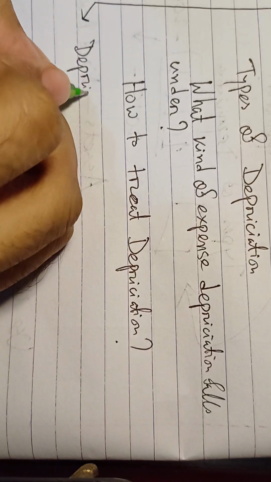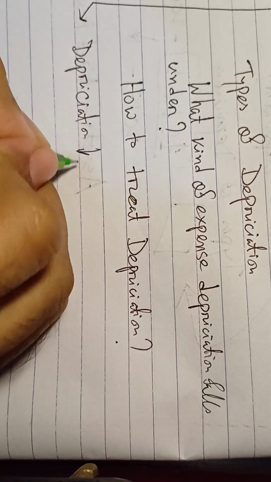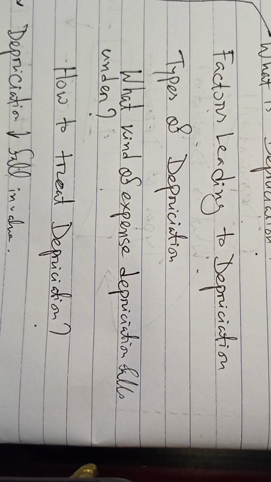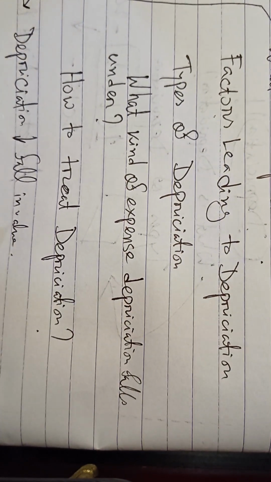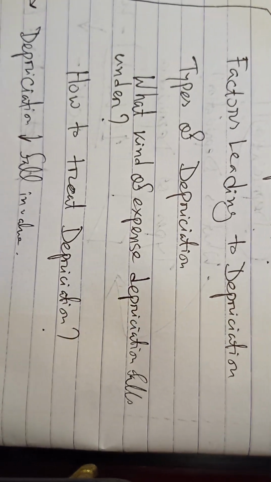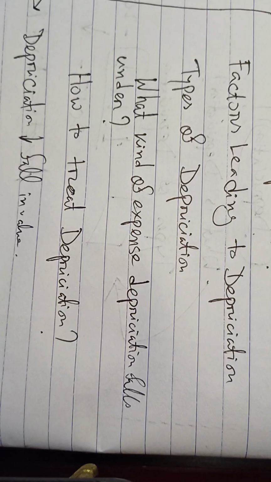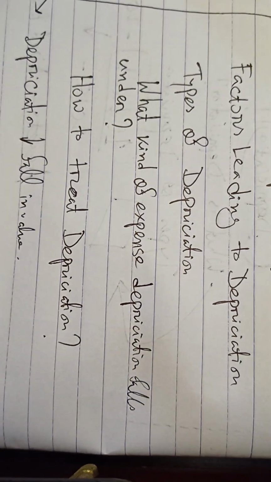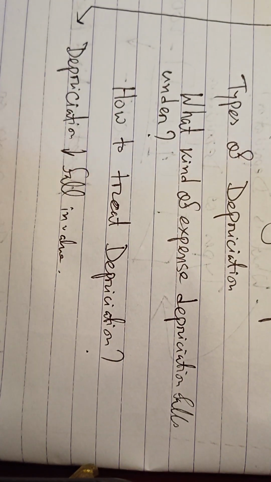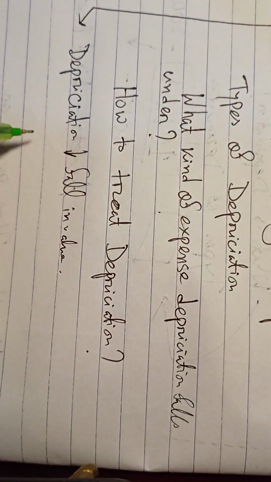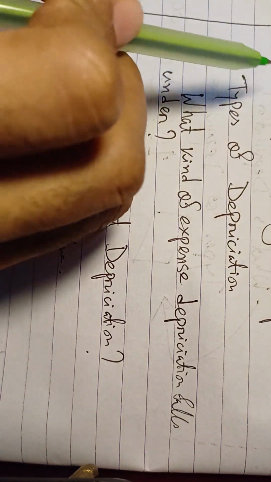Depreciation is basically just a fall in value. In terms of accounting, when we buy fixed assets or non-current assets, I'll discuss what they are in another video, but if you already know what they are, that's great. When we buy them, they do not have the same value a few years later, or after some time passes. Depreciation is basically just a fall in value. And what leads to depreciation?